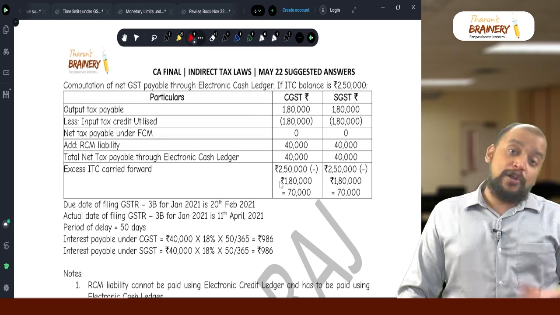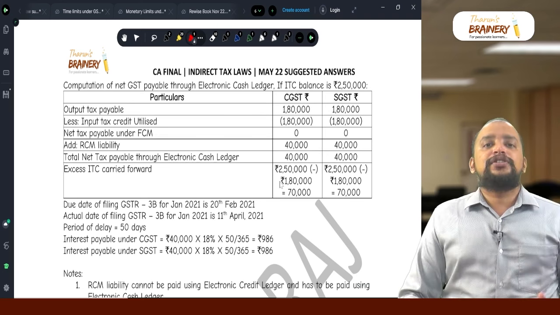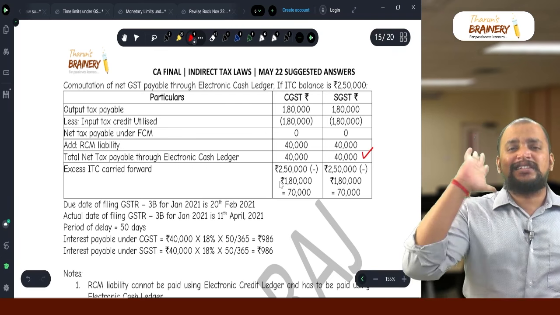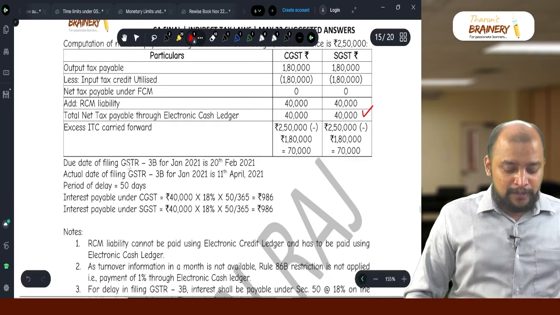So of the 1,80,000, we have a lot of credit, so we can adjust. There is only the GST payable under RCM of 40,000, so interest will be computed only on that GST payable under RCM.